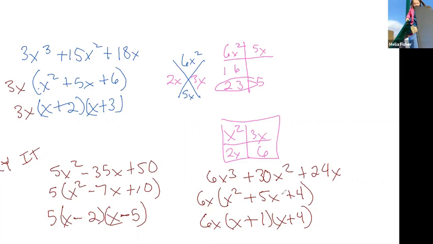Right. Moving on to the next thing that we're going to learn today. Let's look at 6x squared plus 11x plus 4. Okay, and we're going to remember that what goes in the top of this? Anybody know? First times the last. The first times the last.